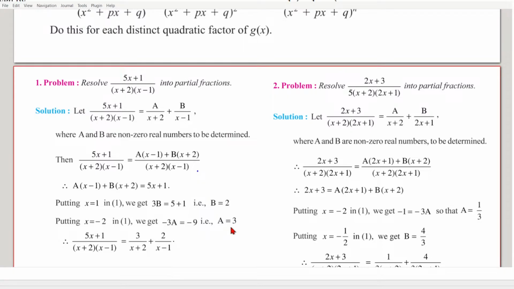Agreed? So this one also similarly. We break this in the form of a by x plus b by 2x plus 1. We are ignoring this 5 because it is immaterial. We can put this 5 towards the end. Understood?